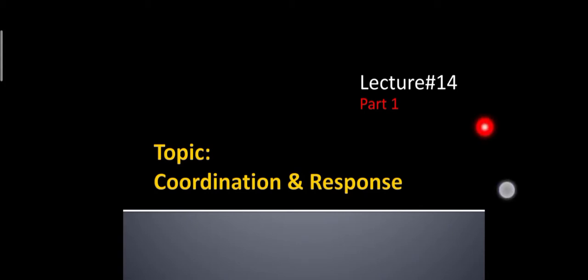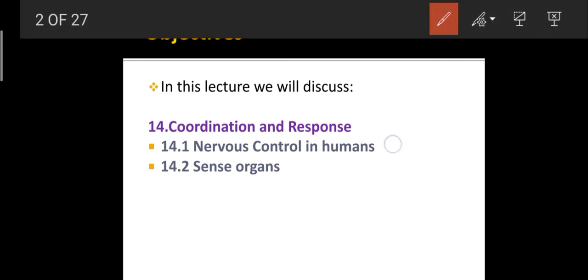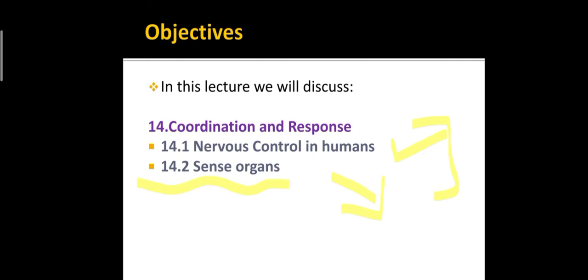It's our 14th lecture and I have divided the 14th lecture into two parts, part 1 and part 2. This is part 1 of the 14th lecture and the topic of this lecture is coordination and response. In this lecture we will talk about coordination and response. We will also discuss the nervous control in humans and sense organs. These two topics are those which we discuss in part 1, and other topics will be discussed in part 2 of lecture 14.